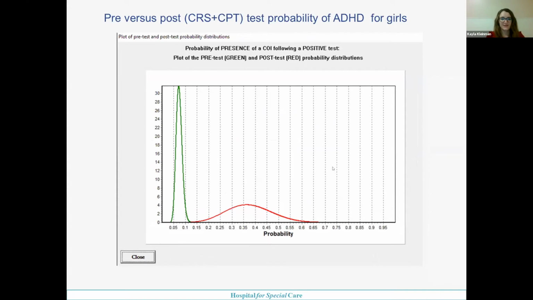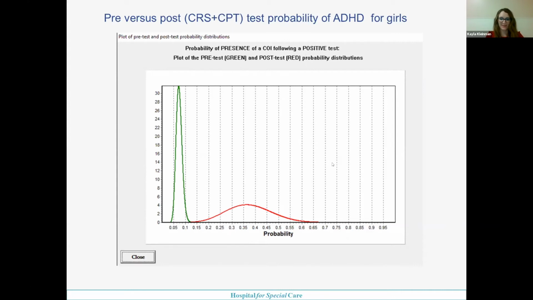So the green shows the pre-test probability distribution based on the base rate. So that's just the likelihood of a girl in Connecticut having ADHD walking into the clinic. Then the red curve shows the updated post-test probability distribution based on the positive Conners test score. So you see the shift to the right, so an increase in probability. We get up to about 37%, but that's not as high as you might imagine it would be.